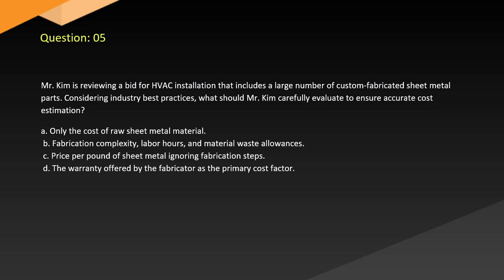A. Only the cost of raw sheet metal material. B. Fabrication complexity, labor hours, and material waste allowances. C. Price per pound of sheet metal ignoring fabrication steps. D. The warranty offered by the fabricator as the primary cost factor.